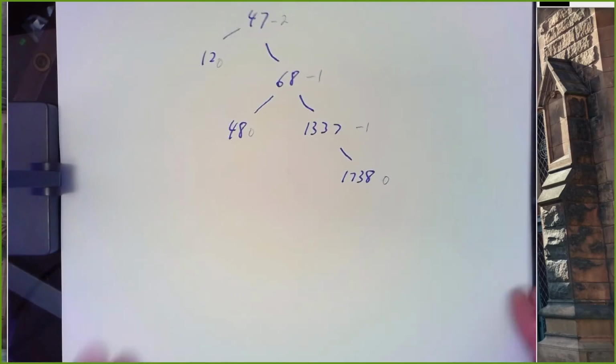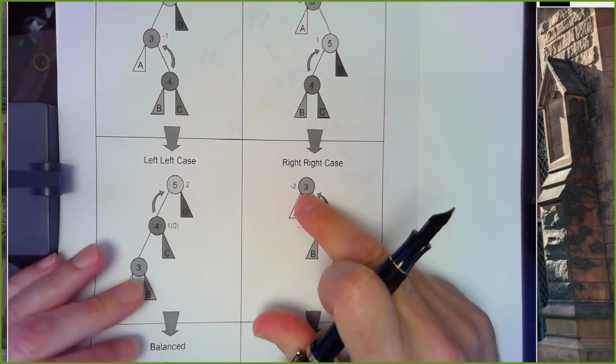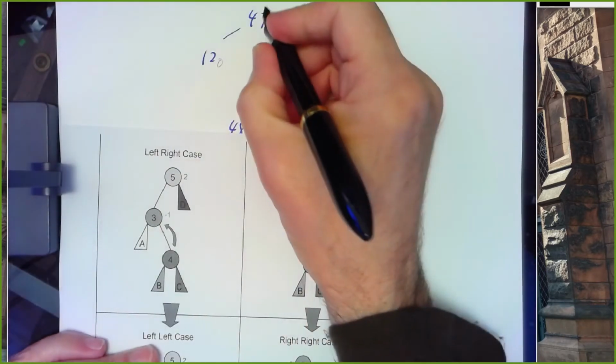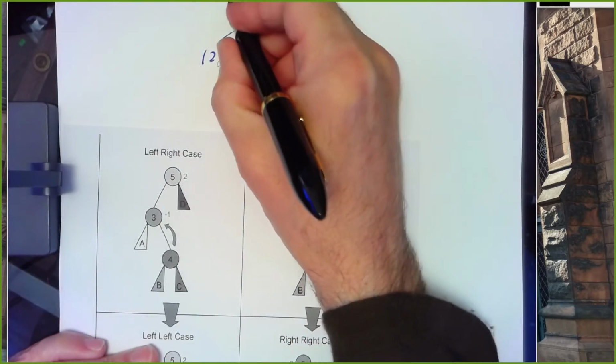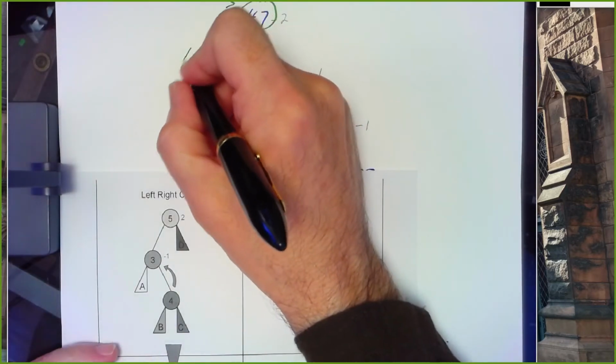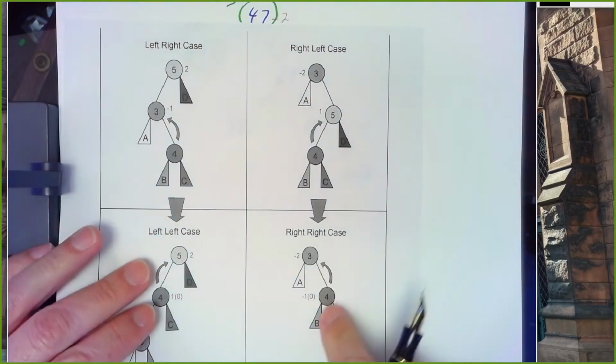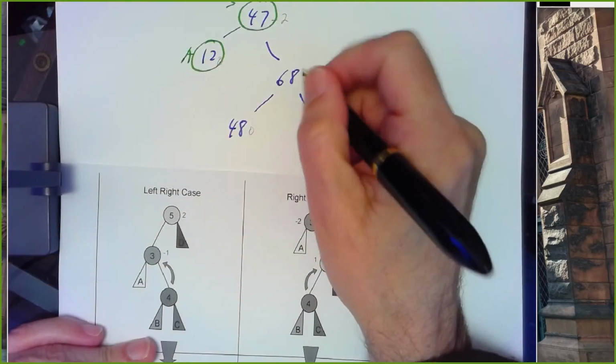All right. So it's still a -2, -1. We're still in the right case, but the adjustment's going to look a little different. So the -2 node, that's going to be node 3. So this is node 3. Its left child is A. And then to the right of 3 is node 4.